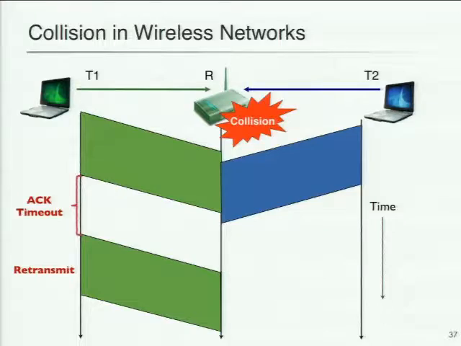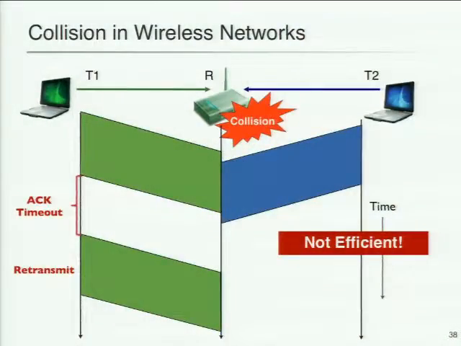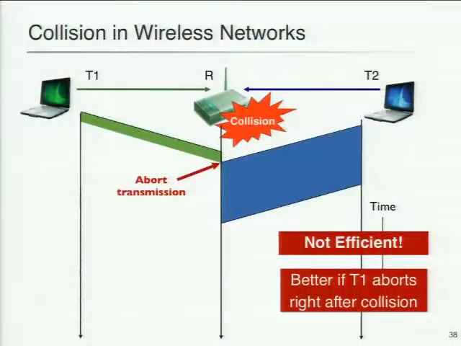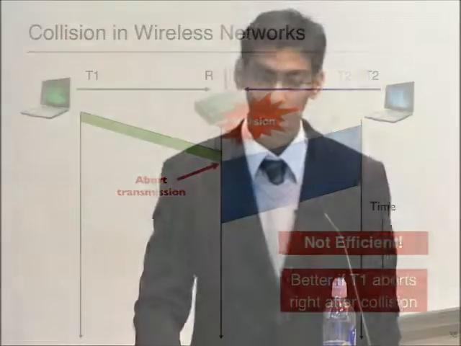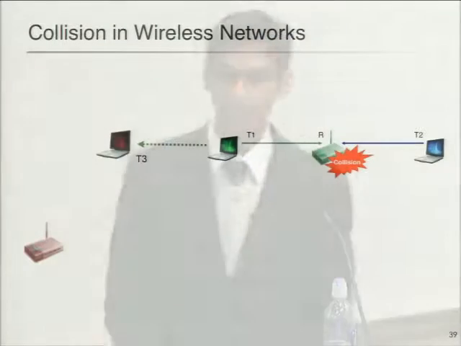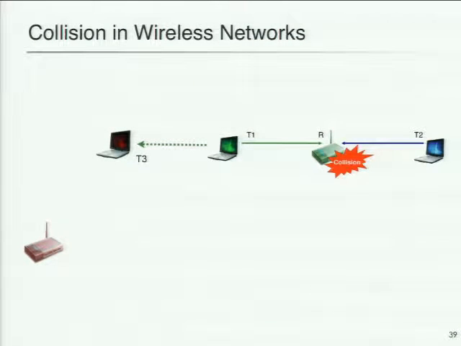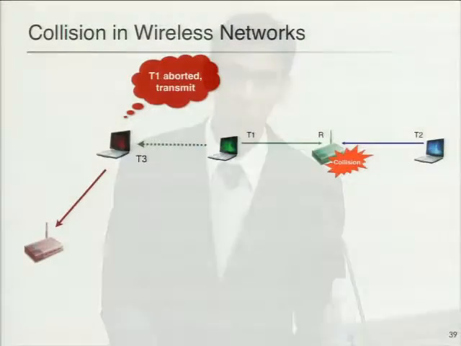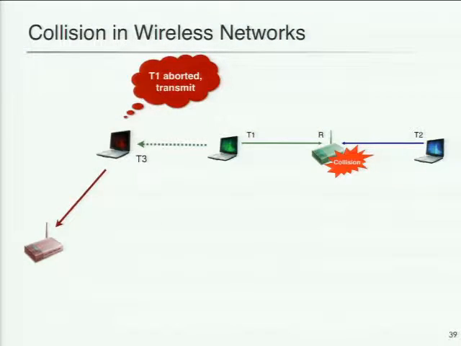Now we believe that this is not efficient. It would have been better if T1 aborts right after the collision. Why? Because there might be some other transmitter T3 who was waiting for T1 to finish its transmission, and if T1 aborts its transmission in the middle of the packet, T3 can come in and transmit to some other access point, replacing the fruitless transmission from T1.